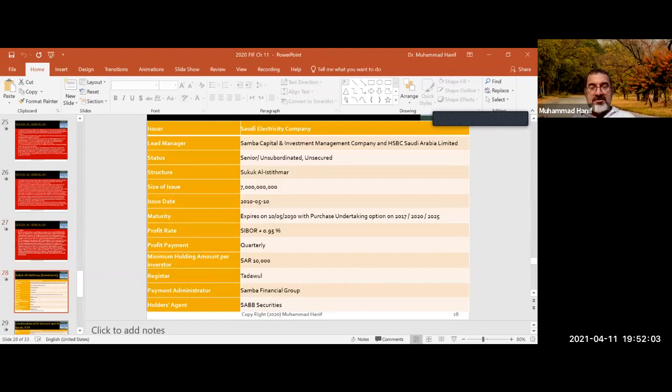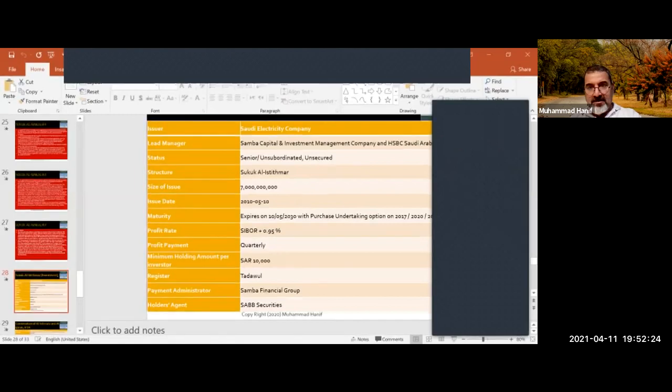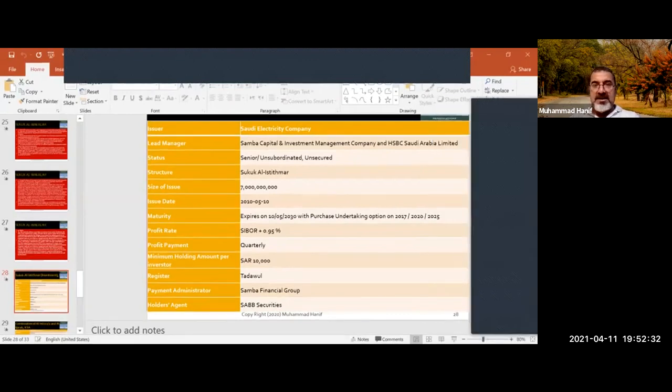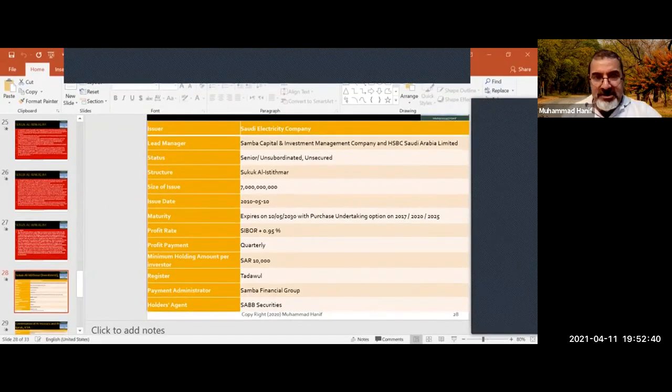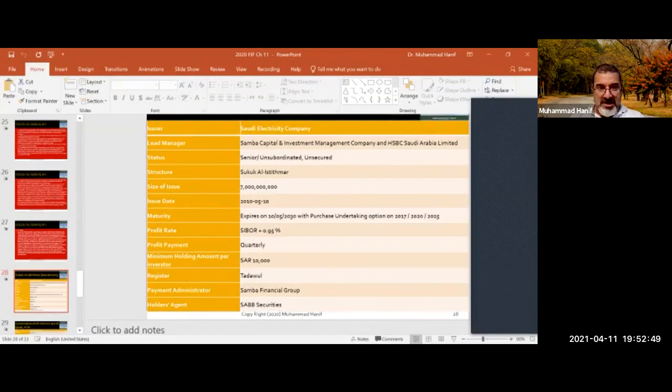Okay. So here is an example of Sukuk al Istismar, investment sukuk, which was issued by Saudi Electric Company. Lead manager was Samba Capital and Investment Management Company, HSBC Saudi Arabia. Status senior, unsubordinated, unsecured. Structure Sukuk al Istismar, size of issue was 7 billion. Issue date 2010, expire on 2030 with purchase undertaking option on 2017, 2020, 2025.